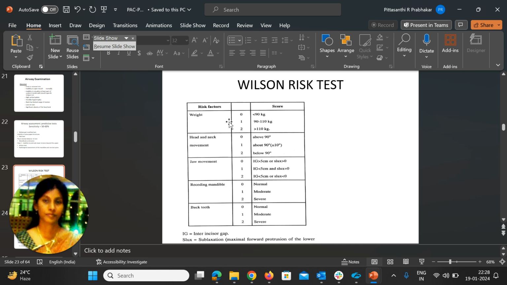about 90 degrees, score 2 below 90 degrees. Jaw movement: score 0 if interincisor gap more than 5 centimeters or if subluxation more than 0. Score 1 if interincisor gap less than 5 centimeter and subluxation is 0. Score 2 if interincisor gap less than 5 centimeter or subluxation less than 0. Receding mandible: score 0 normal, score 1 moderate, score 2 severe. Buck teeth: score 0 is normal, score 1 is moderate and score 2 is severe.